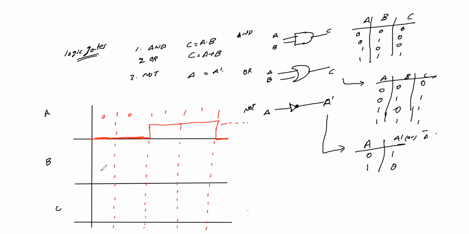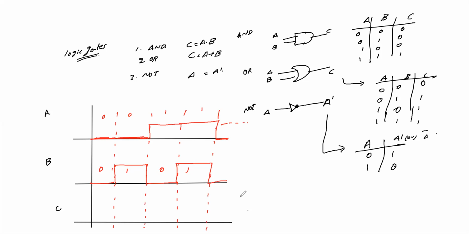And let's see B. B is nothing but 0, 1 and 0, 1, and it is a continuous process like this. So this is your pulse for B. It is 0, 1, 0, 1. Okay, let's see the pulse for your C.